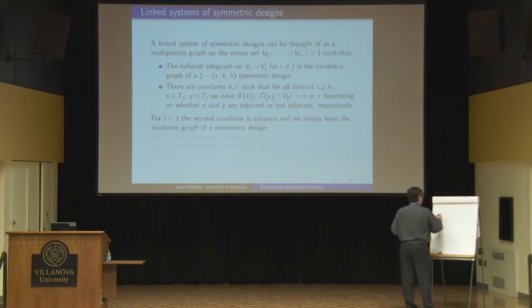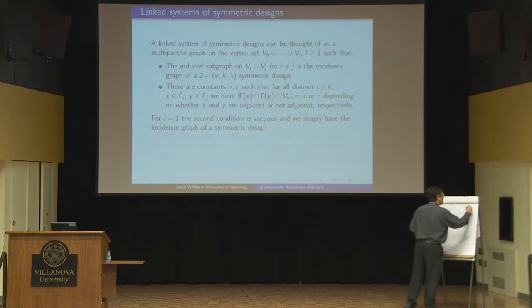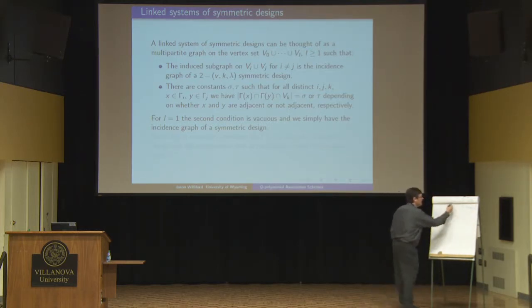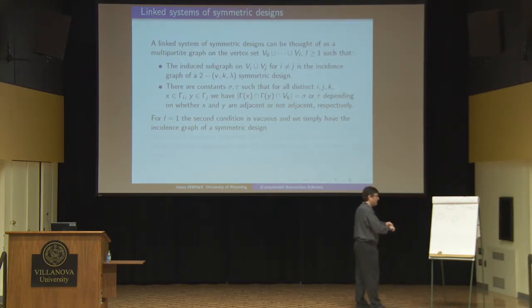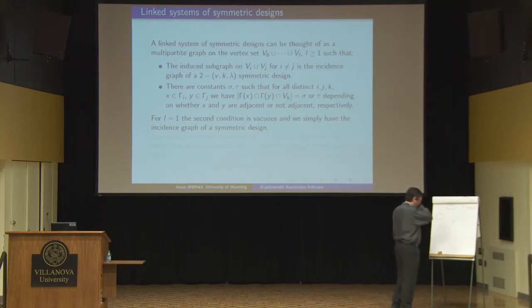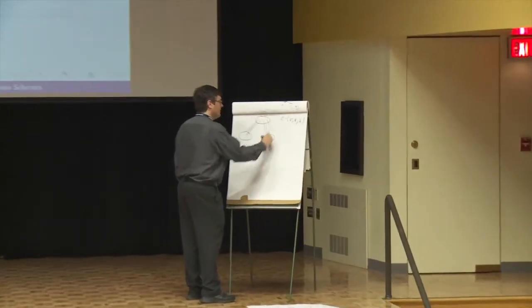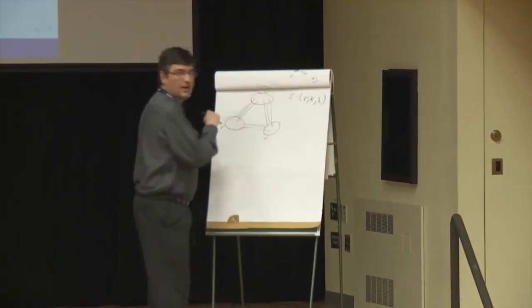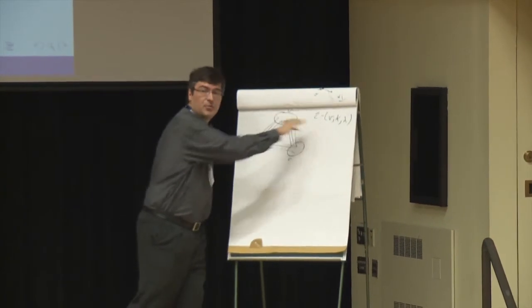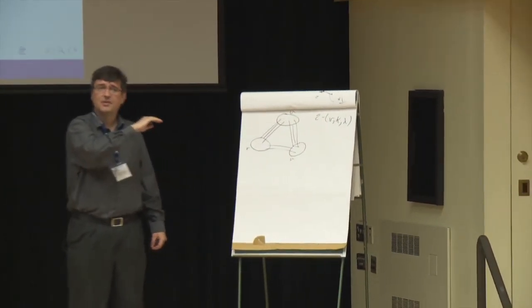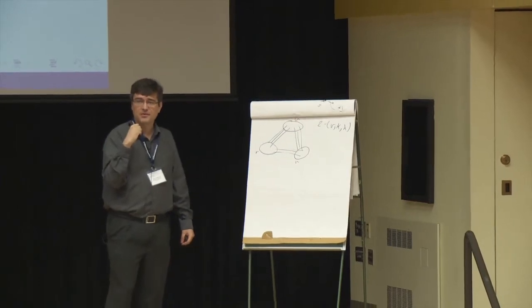So basically, what's a linked system of symmetric designs? I take some 2-(v,k,lambda) symmetric design, and I take a bunch of sets of size v, as many as I can, but you'll see I can't do this indefinitely because I'm going to put some pretty strict conditions on this. First of all, between every two sets, I want an incidence graph of a symmetric design with these parameters. They don't have to be isomorphic, but they should have all the same parameters.